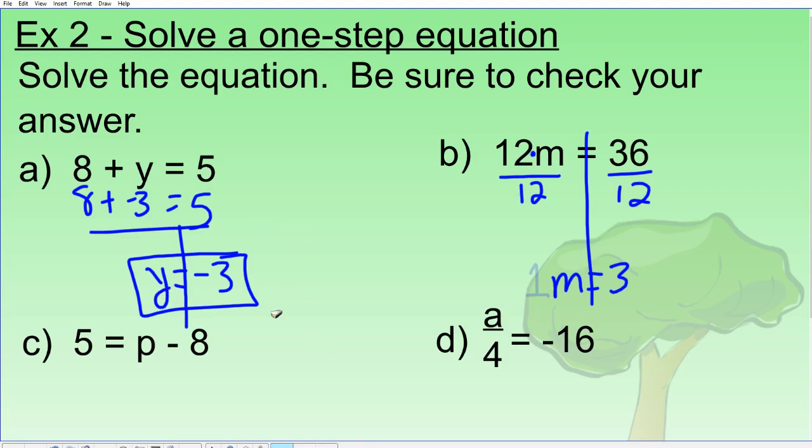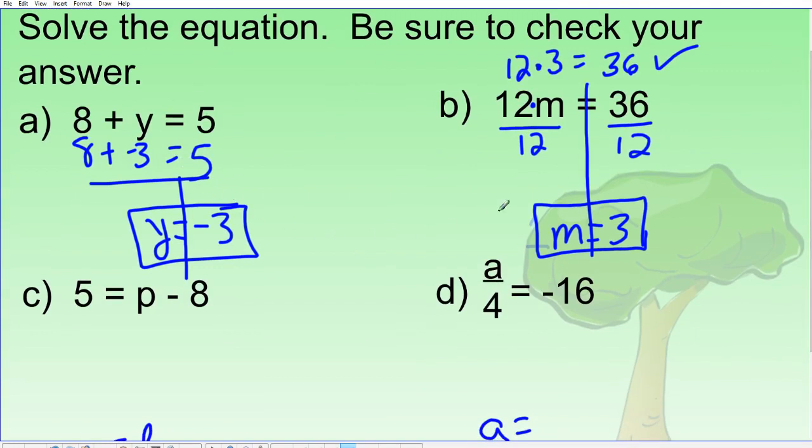Our goal is to get the variable by itself, or to make it so there's just one of the variable by itself. So if you have 1m equals 3 and you stopped there, that's fine. But most people would erase that 1 and make it just m equals 3. And it does work out, because if you take 12 times by 3, you do get 36. This math checks out.